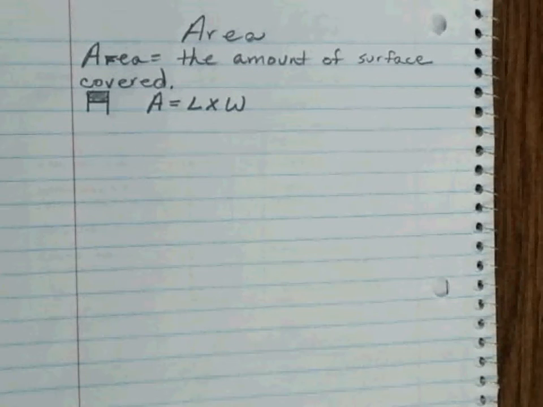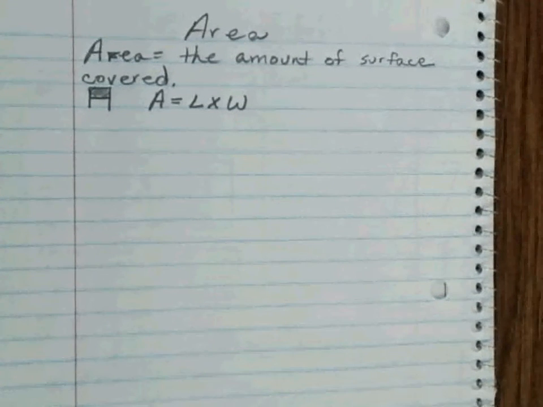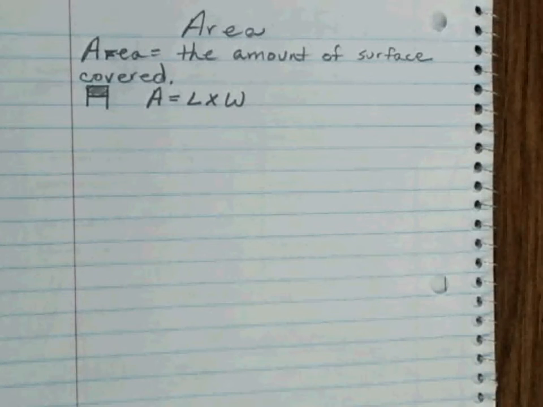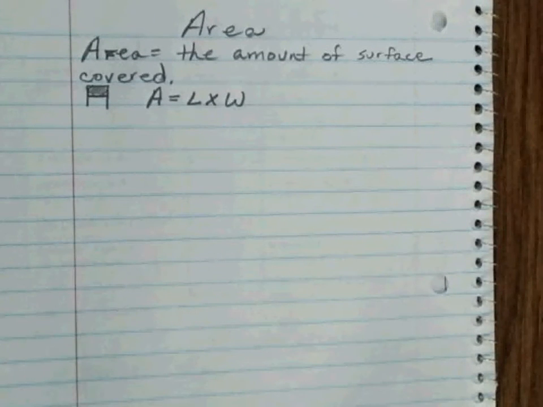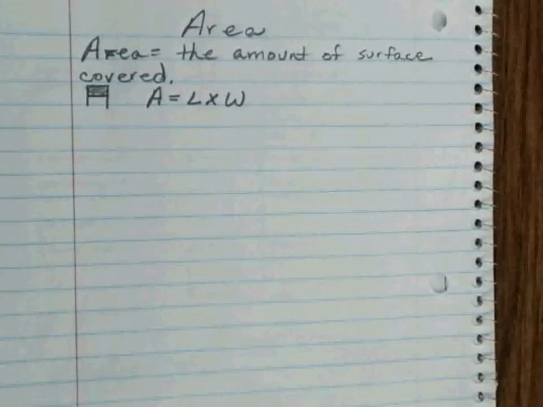Okay? Or let's say that you want to paint the walls in your bedroom. And you see that a gallon of paint covers a certain number of square feet of wall. So you're going to need to measure your wall, multiply the length times the width, and see what the area is of your wall, and then buy enough paint that will cover that much of your wall. So there's all kinds of reasons why we might need to know the area of something.